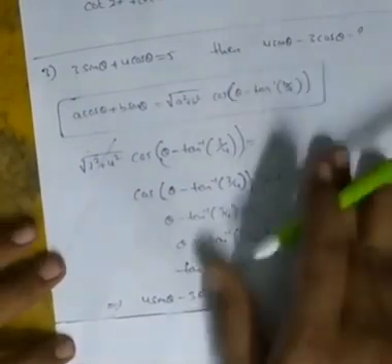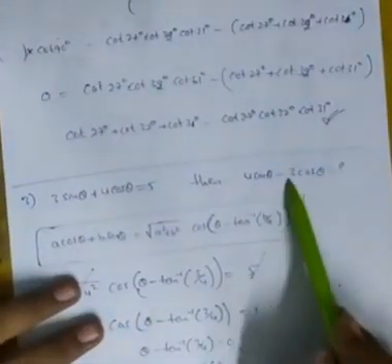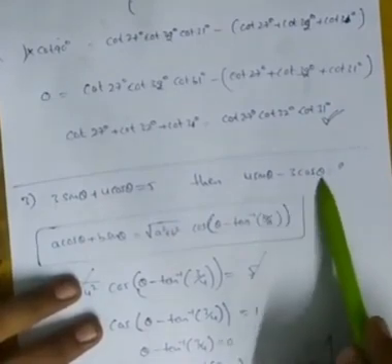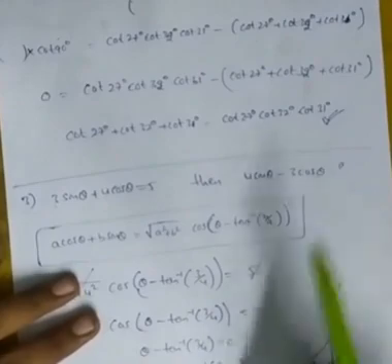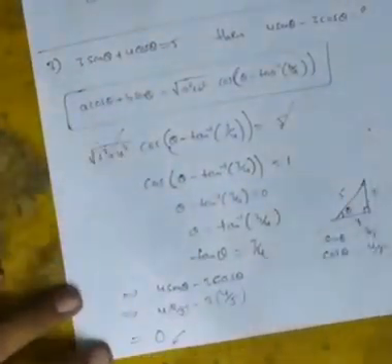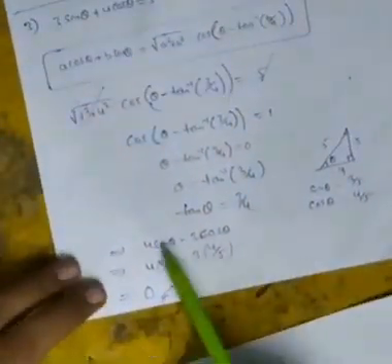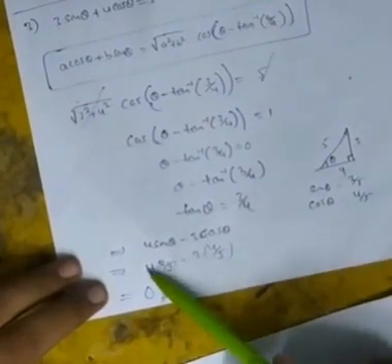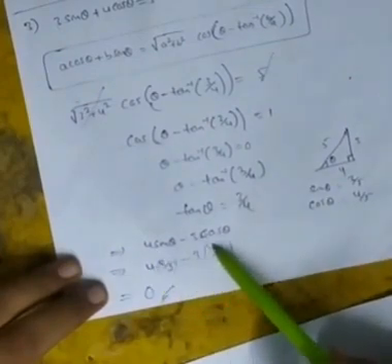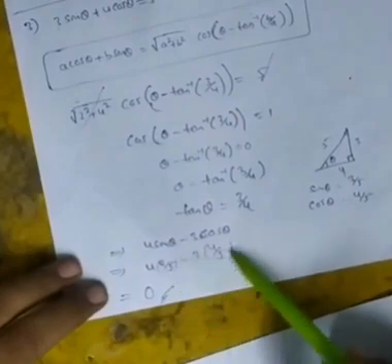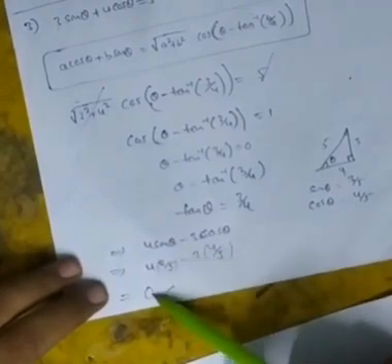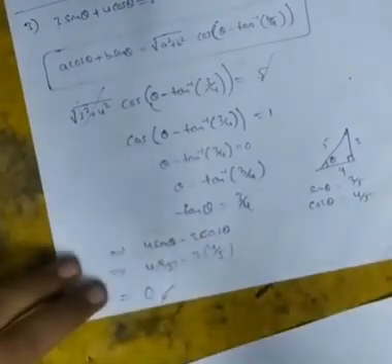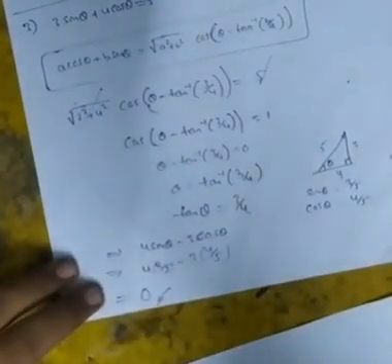The question was: 4 sin theta minus 3 cos theta is equal to how much? So we have sin theta and cos theta. If we substitute directly, 4 sin theta means 4 into 3 by 5, minus 3 cos theta means 3 into 4 by 5. These two terms are the same, so the answer will be 0. So we'll see the next question.